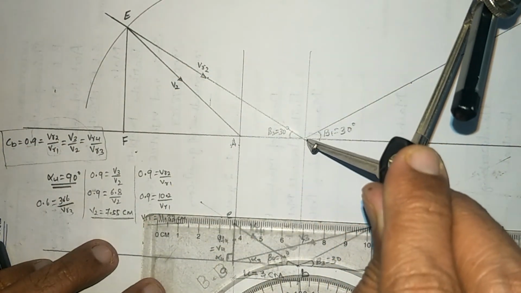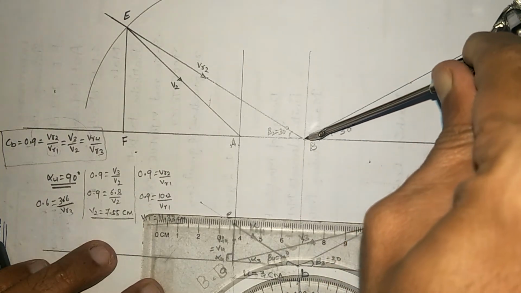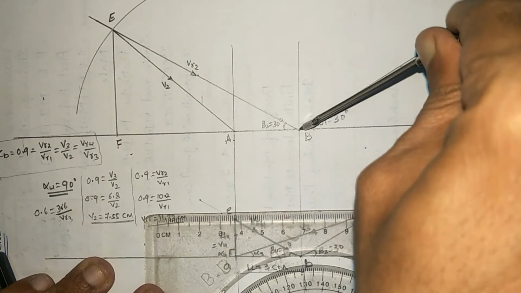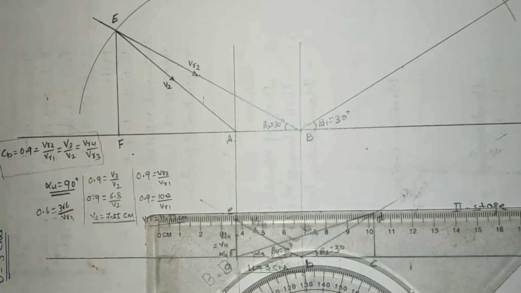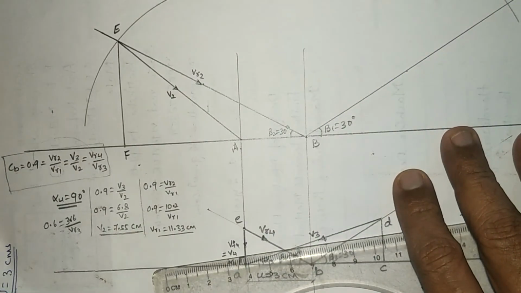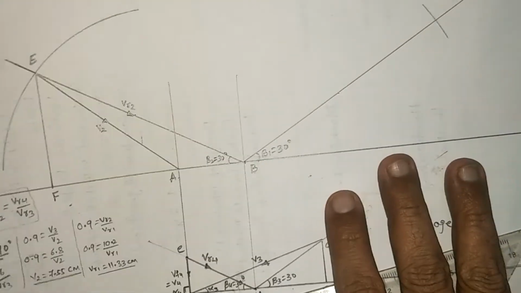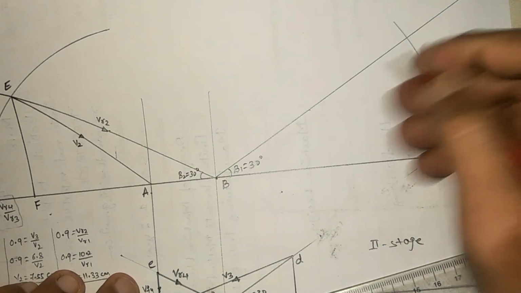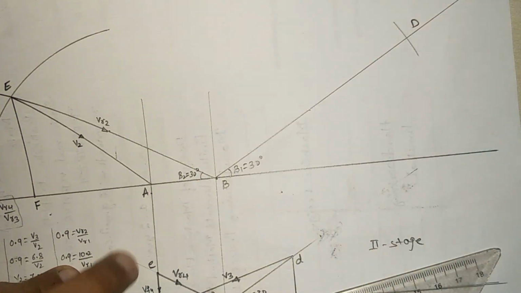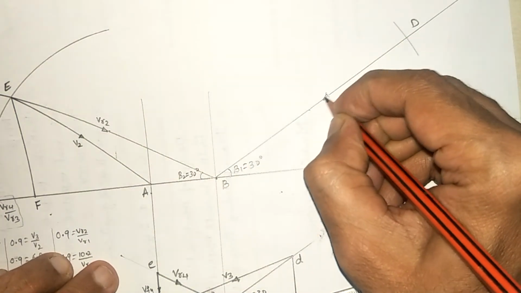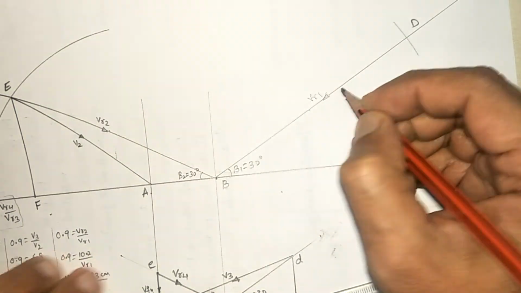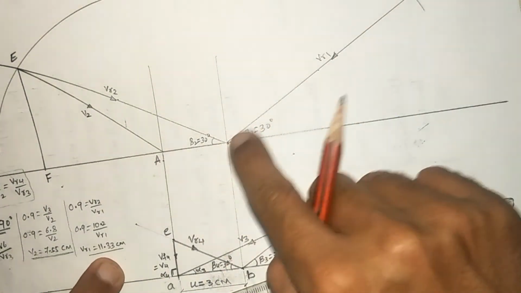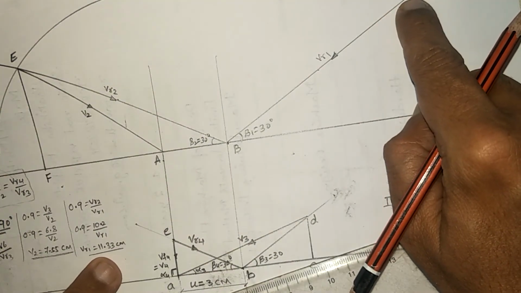Then this 11.33 is VR1. I am going to cut this over here, as you can see. This is the arc which I have cut, and this is point D. So we have obtained the length of VR1, which is 11.33 centimeters. So this length BD must be 11.33 centimeters.